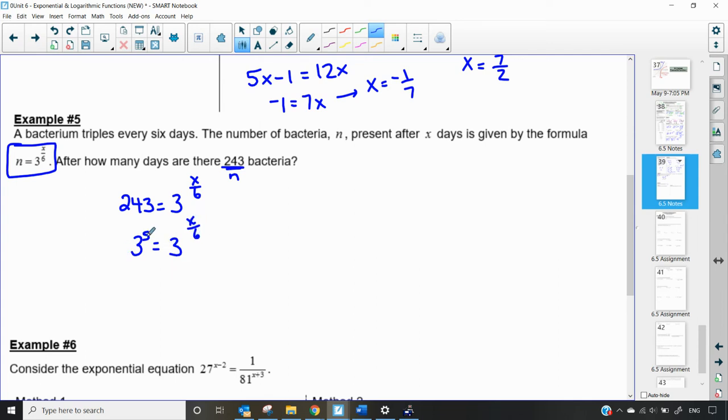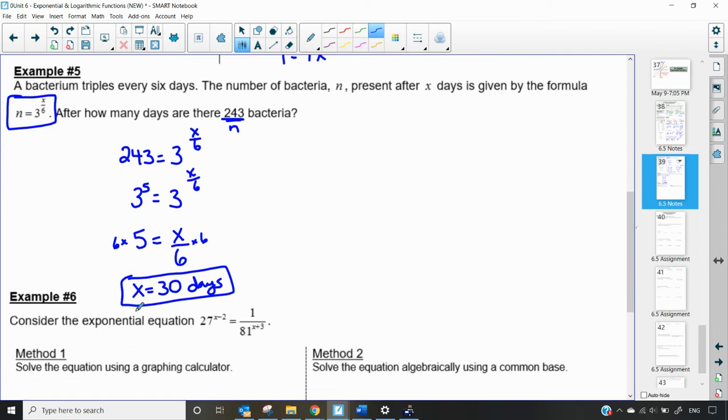Again, powers are equal. Exponents then can be set equal to each other because the bases are the same. So 5 equals x over 6. Multiplying by 6 on both sides gives us 30. So x equals 30, and it's 30 days because that's our units.